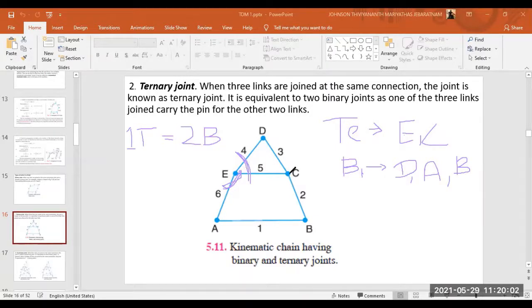Similarly, I can break C also into DC and EC. That is a binary joint. Why? Two members are there, so that's a binary joint. Similarly, EC and CB also I can take as a binary joint. So this is one ternary joint, but I have two binary joints. That's why this statement is made: one ternary joint is equivalent to two binary joints.